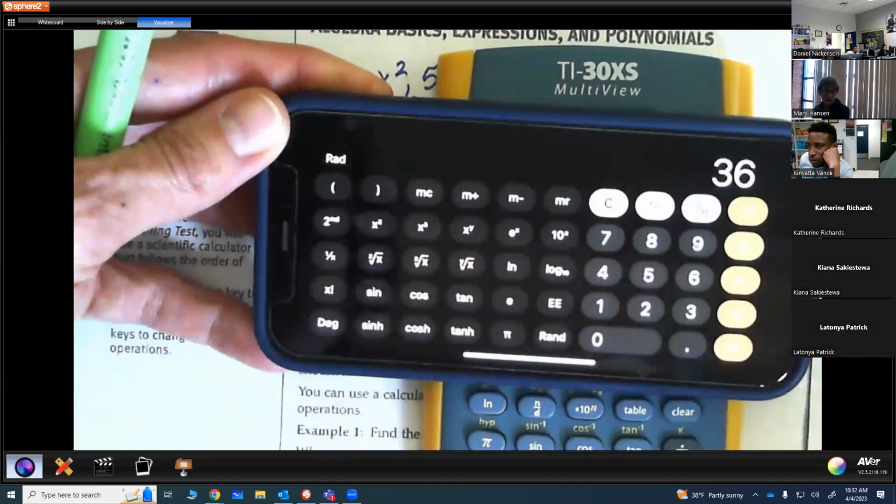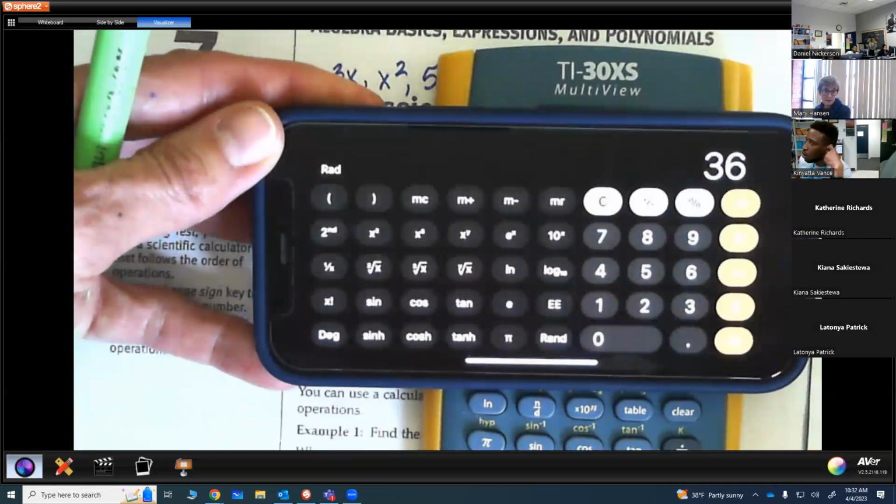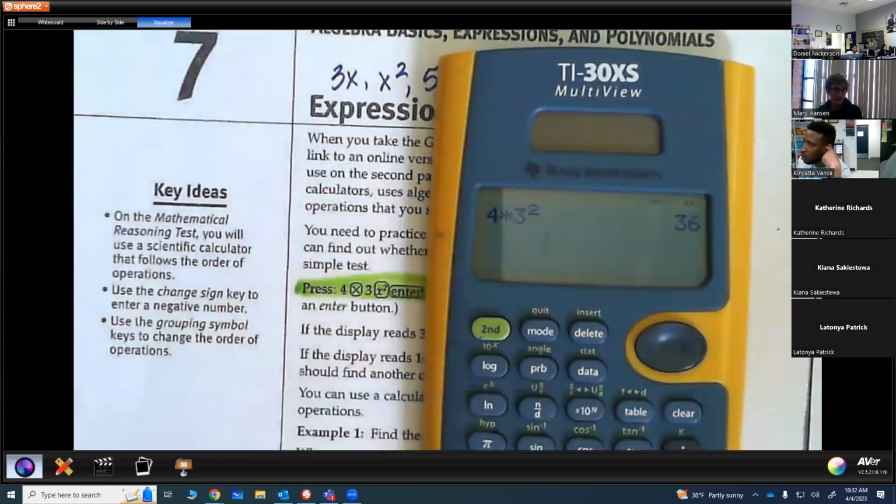Okay, the iPhone actually does use algebraic logic as well. I'm a bit surprised. But again, your best bet is to be using the calculator that you're going to be using.